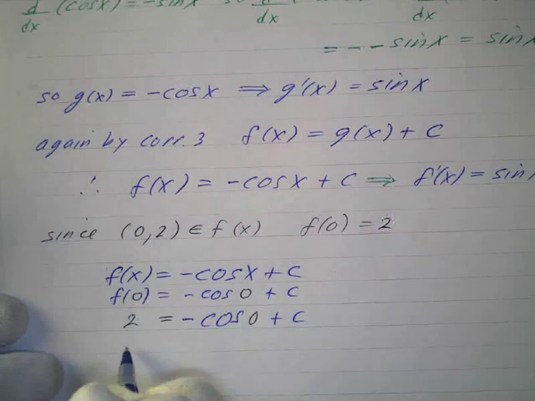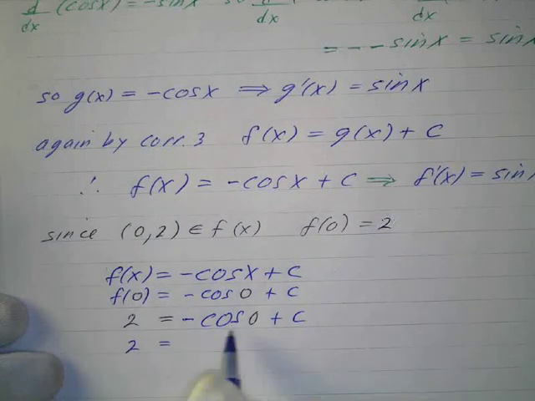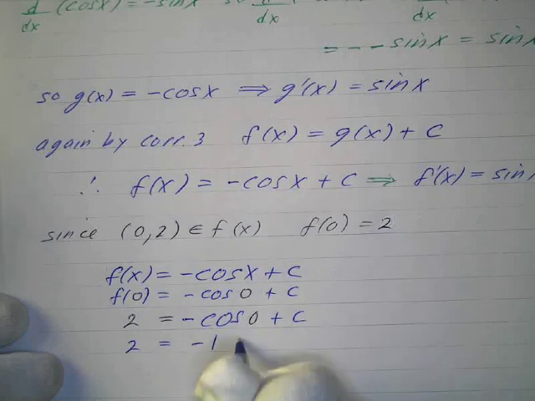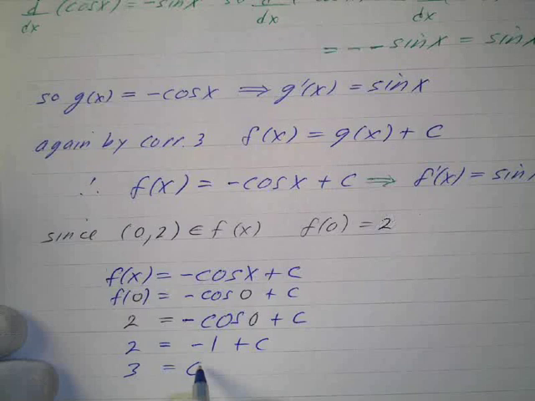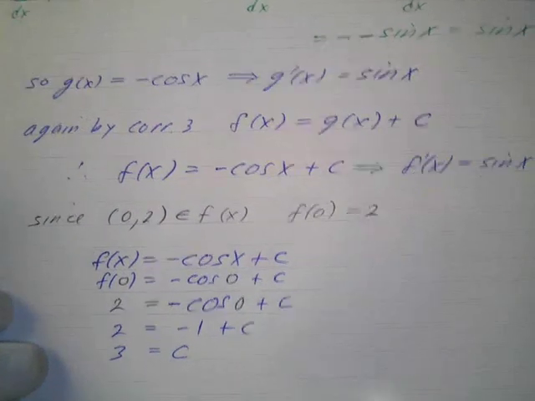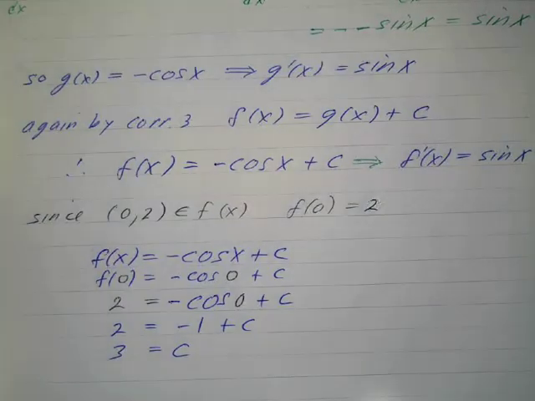And that means that 2 equals, and what's the cosine of 0? The cosine of 0 is 1. That's going to be negative 1 plus c. And then if I add 1 to both sides, then c equals what? 2 plus 1 is 3. So I know what the c is. So now I can put that back in my function.